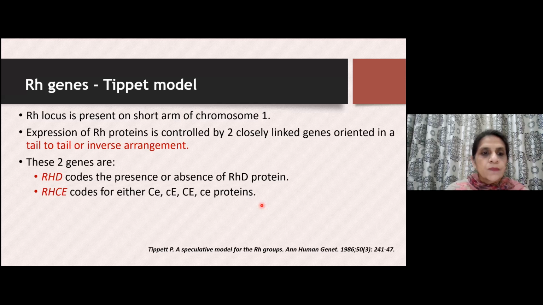All possible orientations of the RHD and RHCE genes, we'll be seeing in the next slide. So this model, which was proposed by Tippett, is now accepted. That is the two-gene theory, two genes located on the short arm of chromosome 1.